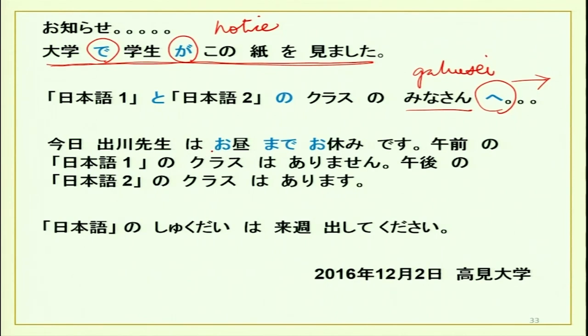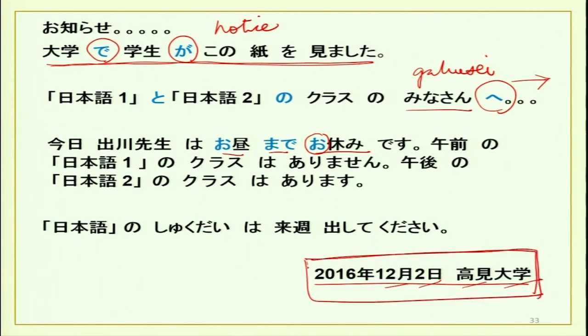Kyo Degawa sensei wa ohiru made oyasumi desu. Because it is sensei, so oyasumi desu. Gozen no Nihongo ichi no kurasu wa arimasen. Gogo no Nihongo ni no kurasu wa arimasu. Nihongo no shukudai wa raishu dashite kudasai. And this is from 2006 nen 12 gatsu futsuka Takami Daigaku. So this is the school or university from where this notice has been sent to the students, and the students saw this notice.